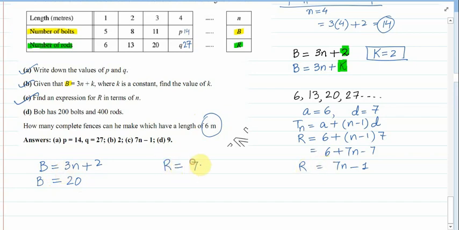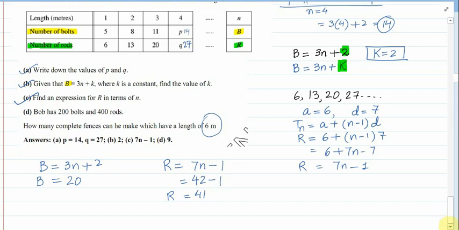The nth term is 7n minus 1. The value of n is 6, that means 7 times 6 is 42, and 42 minus 1 is 41, right? So for a length of 6 meters, the required rods are 41 and the required bolts are 20.